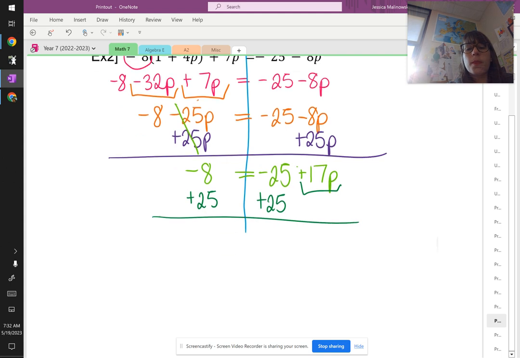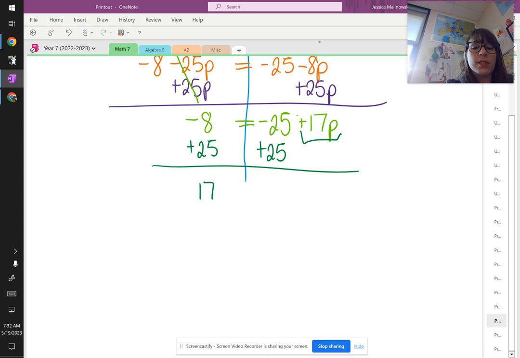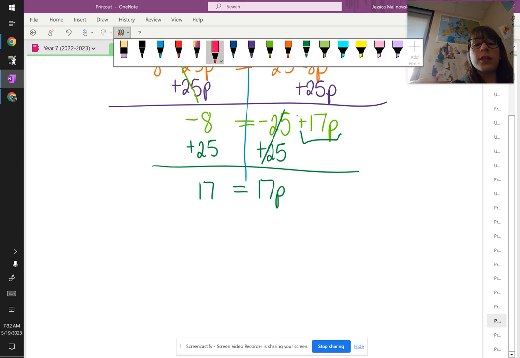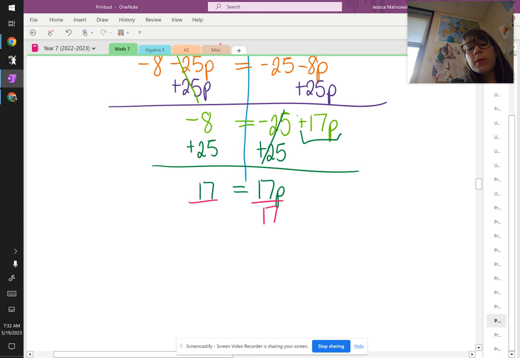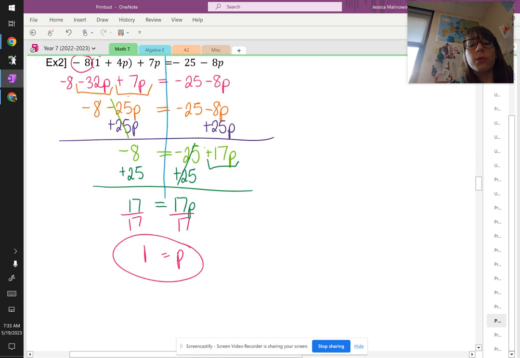Okay, 25 minus 8, or negative 8 plus 25, gives me 17 over here. My negative and positive 25 cancel out, and my 17p gets carried down. 17 is being multiplied by p, so we're going to do the inverse of that and divide to get 1. p is equal to 1. 17 divides 17.